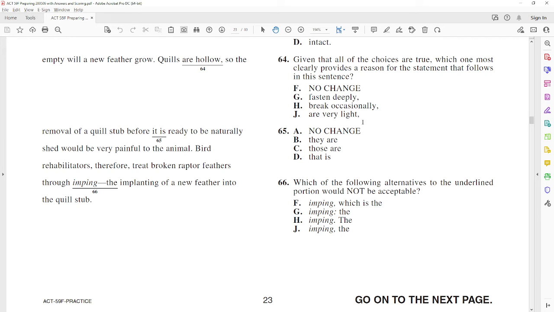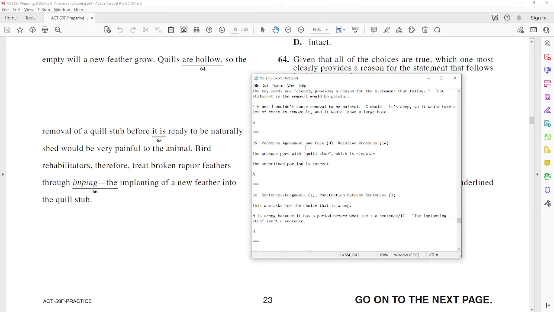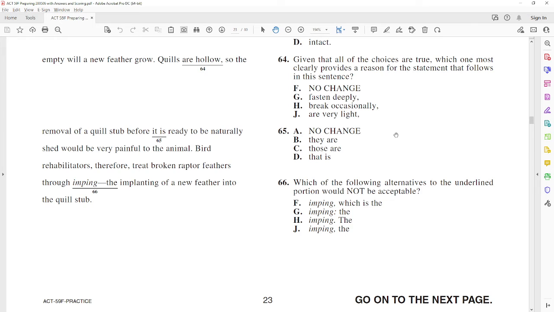Quills are hollow, so the removal of a quill stub, that's a single thing, before it is ready to be naturally shed seems fine to me. I think this one has to do with pronouns. 65, pronouns, agreements in case, and then relative pronouns, chapter 14. But it's a single quill stub. It's an it. It is ready to be naturally shed. That makes sense to me. B is plural, they. C is plural, those.